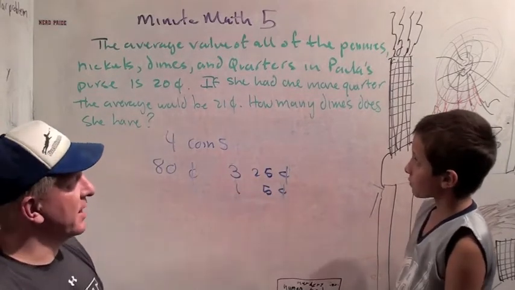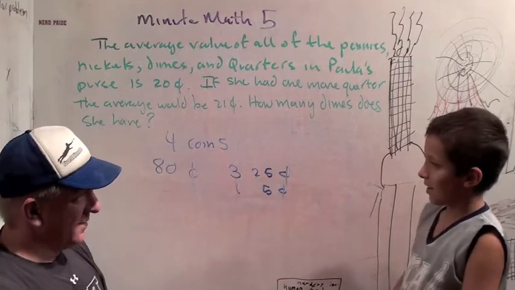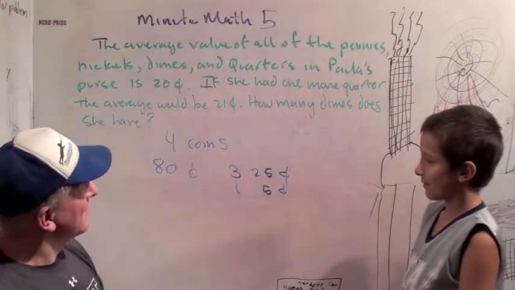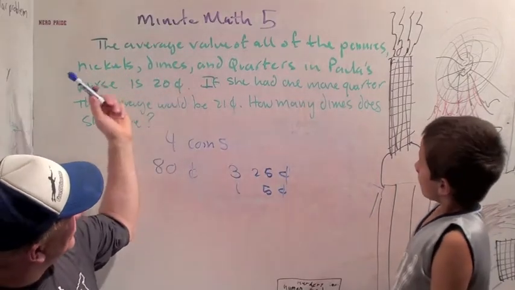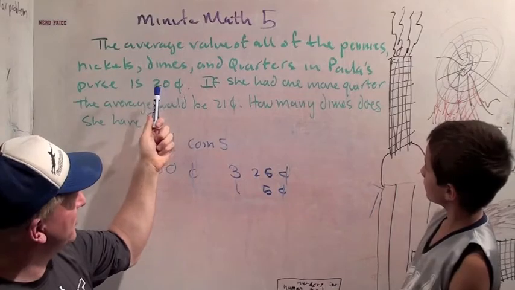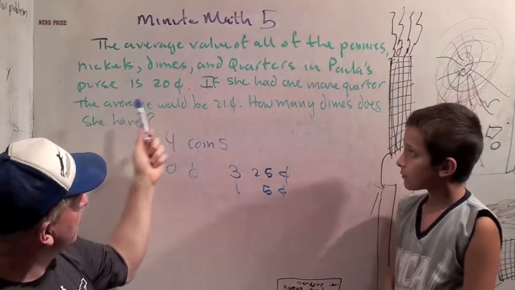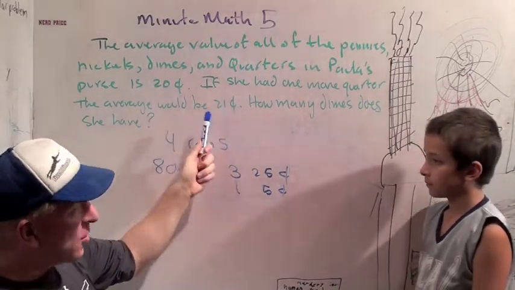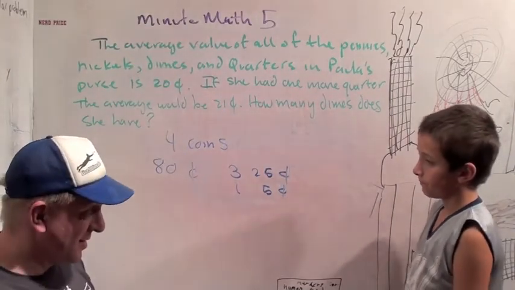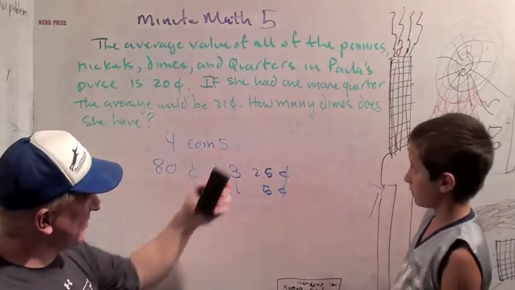What's the question we have to answer now? How many dimes? None. No dimes. Trick question. Isn't that interesting? She has a bunch of pennies, nickels, dimes, and quarters, and the average is 20 cents. If she had 1 more quarter, the average would be 21 cents. Believe it or not, just from those 2 things, we could figure out she had 4 coins and 80 cents. But the weird question is, how many dimes does she have?